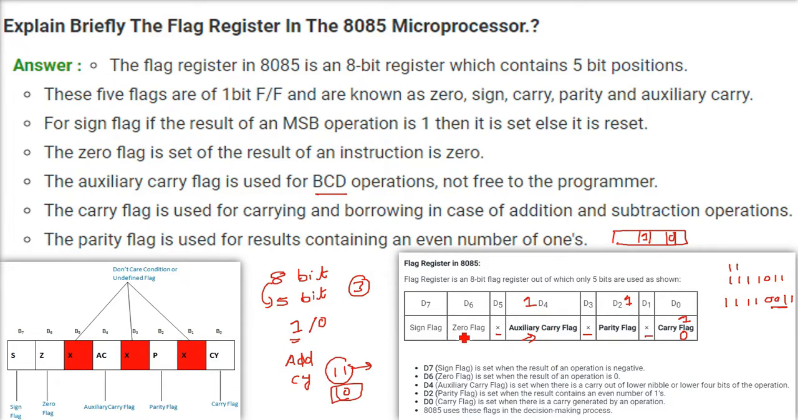Now coming to the zero flag. This is D6. When you have done a certain operation and the result comes as 0 0 0 0 0 0 0 0, that is, when the result of the operation is zero, then it will be set. Then the sign flag. For example, if this bit is 1, the sign flag will get set when the result of an operation is negative.